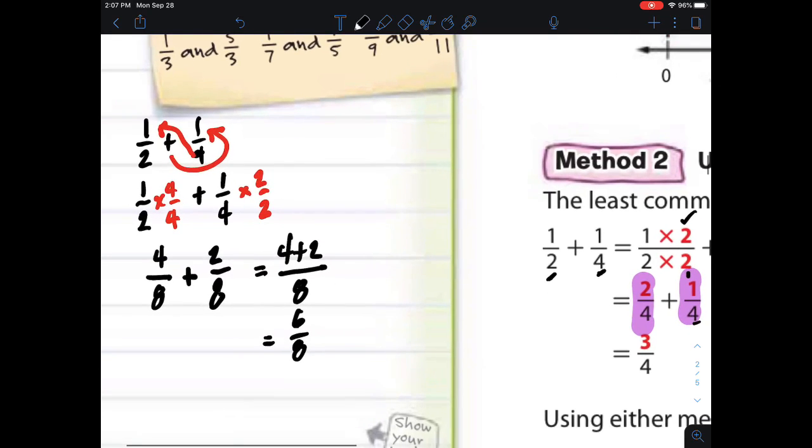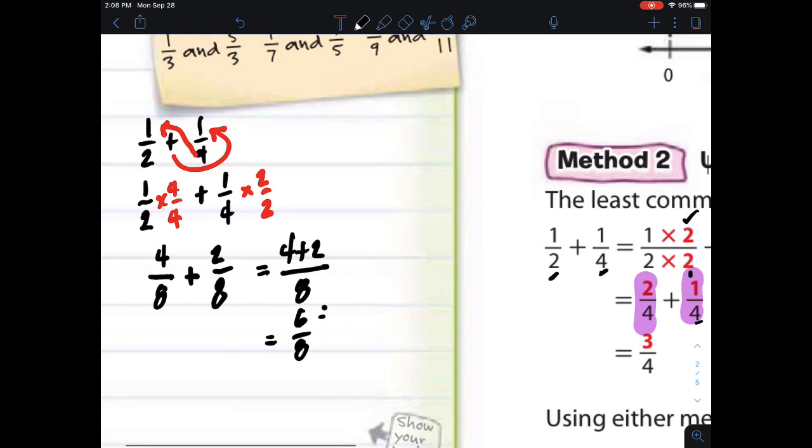I told you in this particular method, you need to simplify more often. So in this case, we know that 6/8 is not in simplest form. So we divide it by its greatest common factor. The greatest common factor of 6 and 8, the biggest number that can go into 6 and 8 evenly, will be 2. So the GCF of 6 and 8 is 2. So I divide that by 2/2. I still get 3/4.